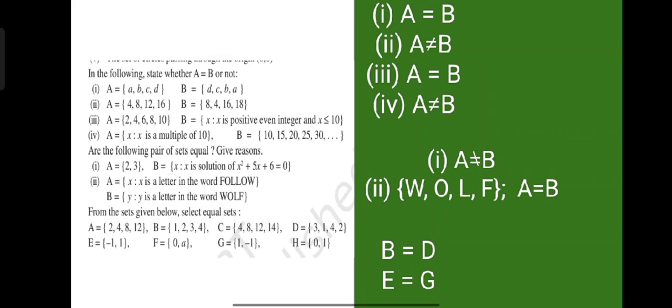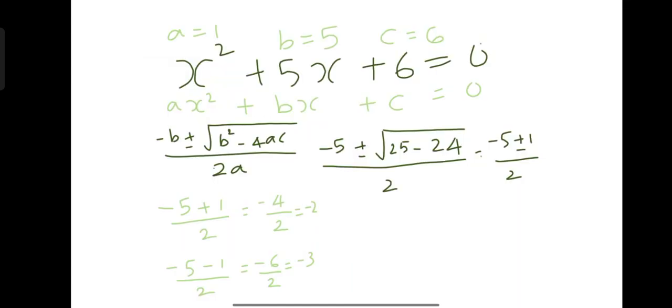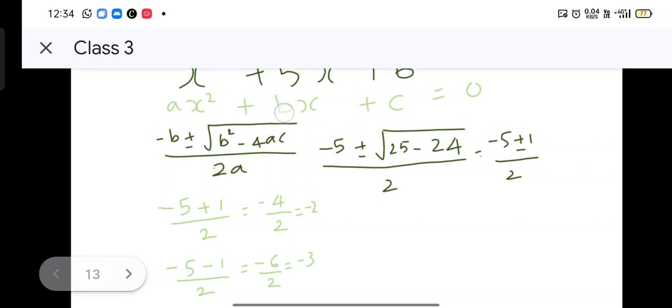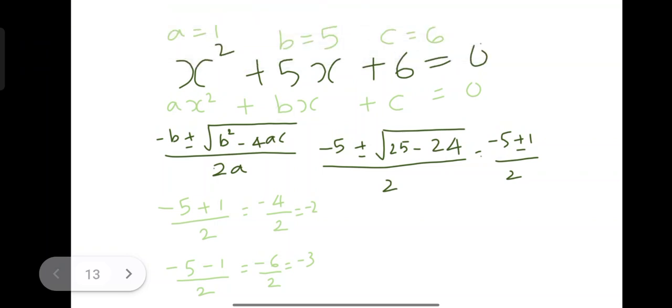Okay, so let's move on to the skipped question. A equals the set 2, 3, and we have to find the solution of x square plus 5x plus 6. So x square plus 5x plus 6 equal to 0. We know that the quadratic form of an equation is ax square plus bx plus c. Here nothing is written at the left of x square. It means there exists only one x square. So here a equals 1, and straight ahead of b it is written 5, so we can understand that b equals 5, as well as the constant term is 6, so c equals 6.